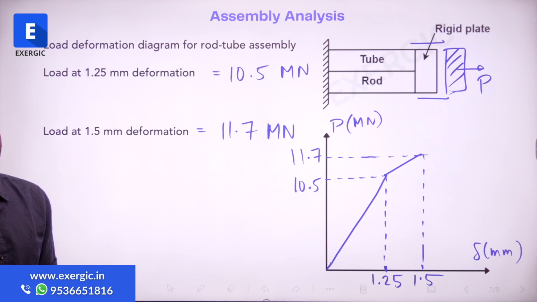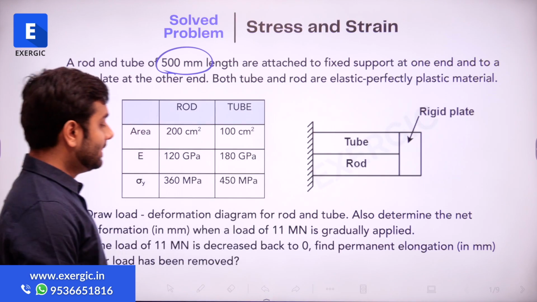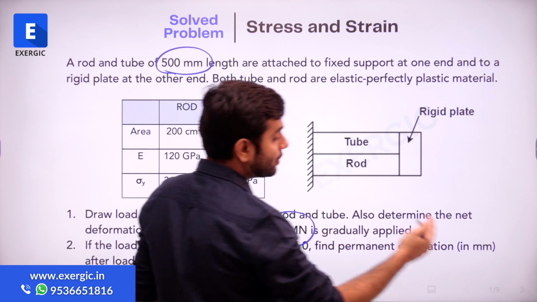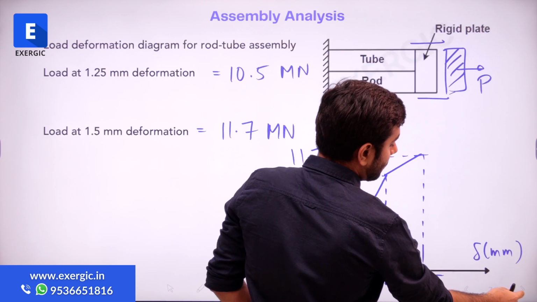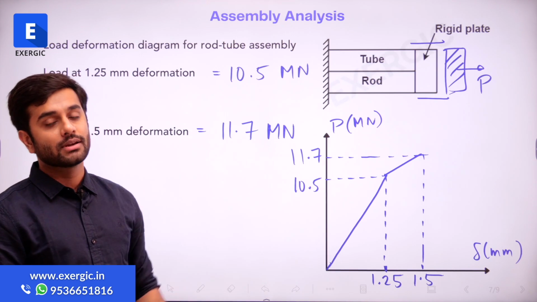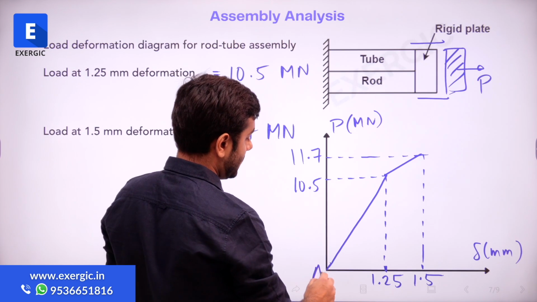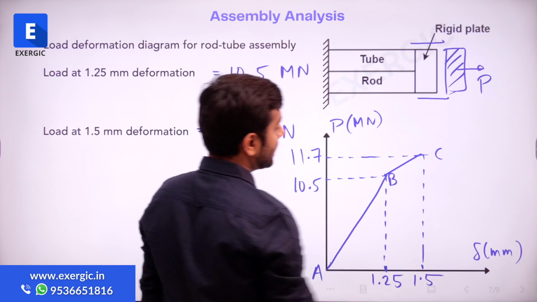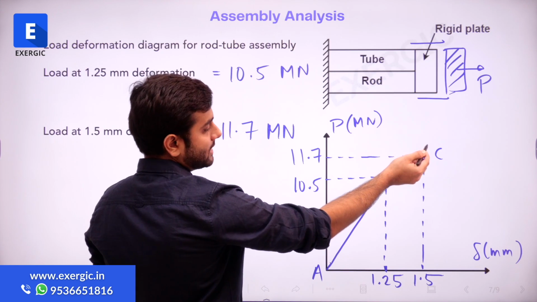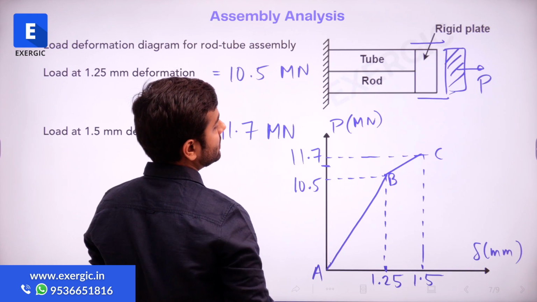And now let us have a look at the question. The question was asking us to determine the net deformation when a load of 11 mega Newton is gradually applied. When you are applying a total load P of 11 mega Newton, it is the total load P, right? Tell me where will it lie? This is, let's say, point A, this is point B, this is point C. Clearly it is going to lie between point B and C, because 11 will come somewhere here, right, between 10.5 and 11.7.